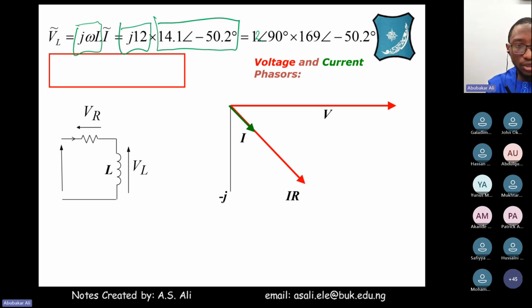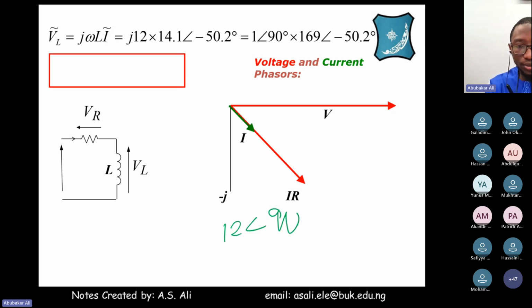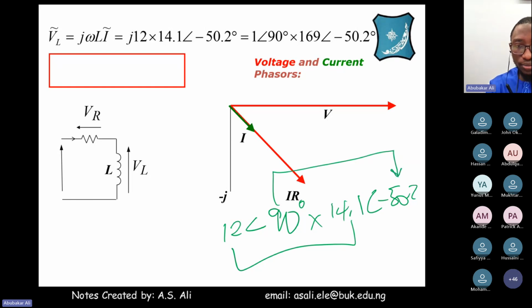They have already done the multiplication. 14 times 12, it's 169. So that's why you have this. But you can verify with your calculator. j12 is nothing but 12 angle 90 degrees, and you multiply it by 14.1 angle minus 50.2. So you multiply these two magnitudes together and you add the two angles together. So what do you have?